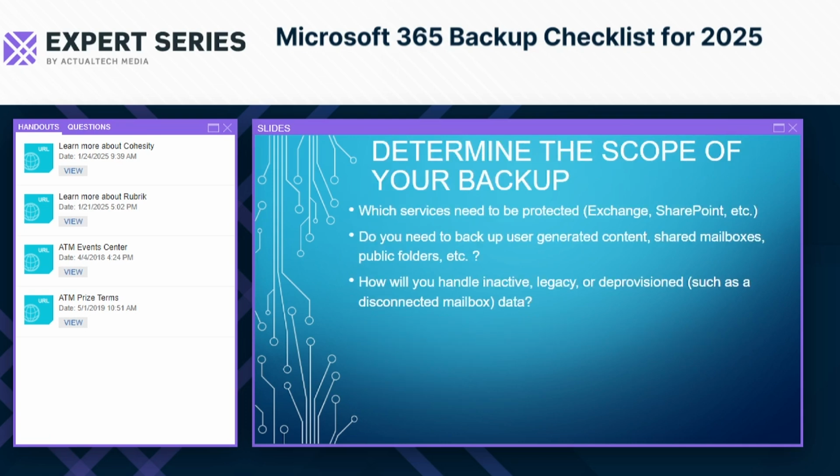So let's move on and talk about another best practice. The next thing on the list is determining the scope of your backup. So I talked about this first one a little bit earlier on. Which services do you need to protect? Exchange, SharePoint, OneDrive, Teams? Again, my recommendation would be to back up absolutely everything, whether you need it or not, because your needs may change over time, or you may find that one of the applications stores data in a location within the Microsoft 365 ecosystem that you're not necessarily expecting.